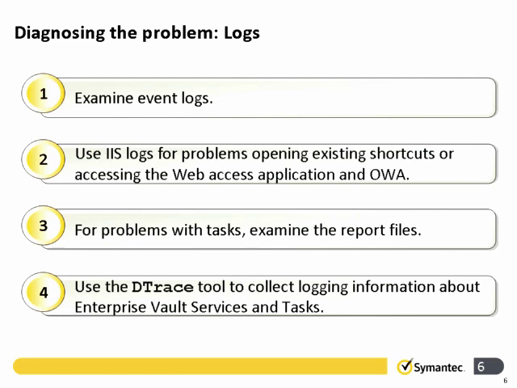For problems with tasks, look at the report files. We talked about the fact that when an archiving task runs or a journal task runs, it will generate a report. So we can go and look at those reports to try to figure out what went wrong as part of the process. And then we also have a tool that you can use on the server side called the dtrace tool. And this dtrace tool can collect logging information about the Enterprise Vault services and tasks as they are running.